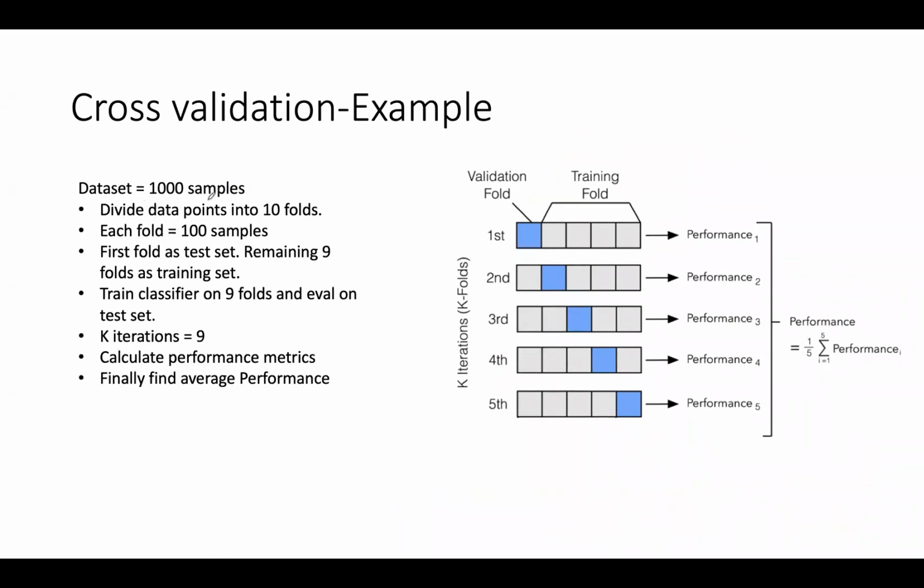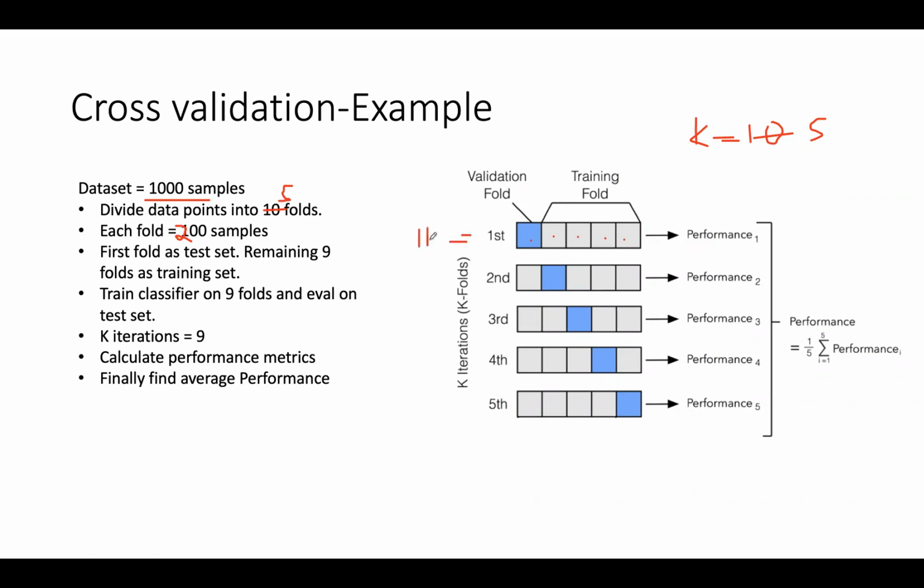Suppose we have a data set that has 1,000 samples. Let's say k equals 10, or maybe in our case we can just say k equals 5 because our diagram here has 5 folds. So each of these folds will have 200 samples, and the total samples here should be equal to 1,000.